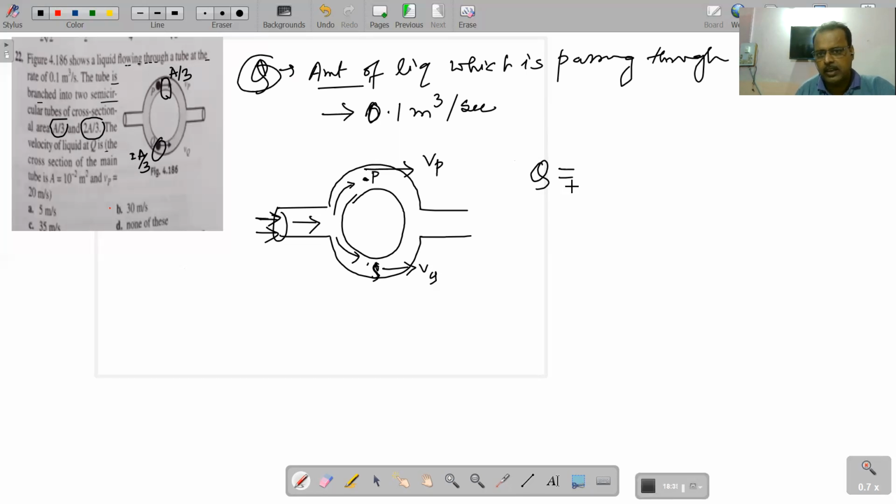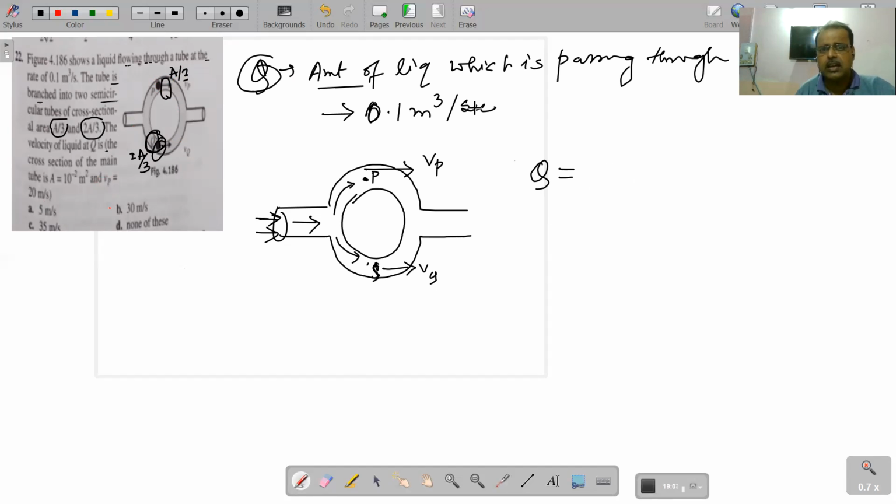Now what we'll do over here is we have to find out the velocity at this portion. So we have to find out what is the velocity of the liquid at this portion. Whenever the liquid passes through the point Q, what would be the velocity of the liquid at this portion? Because we know the velocity at that particular portion is given as 20 meter per second.